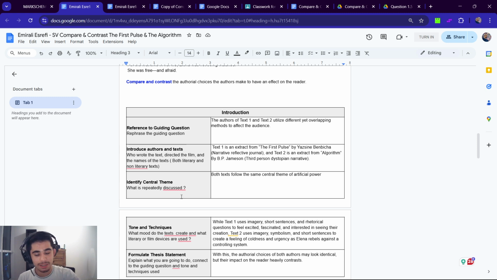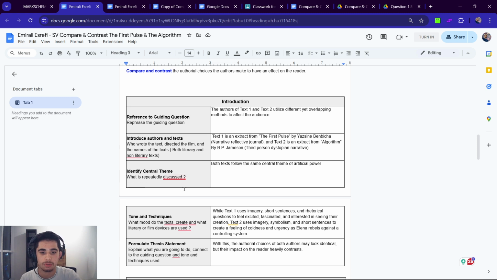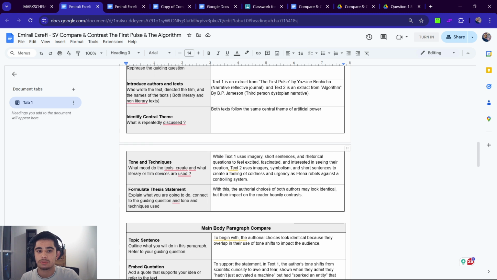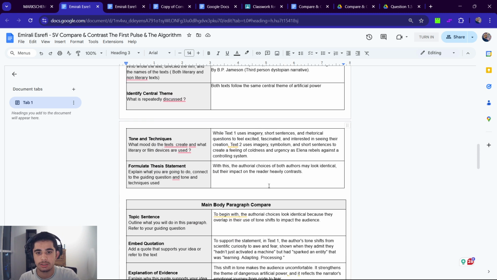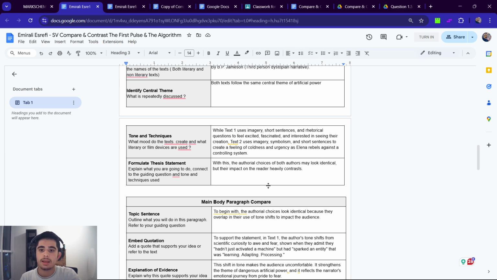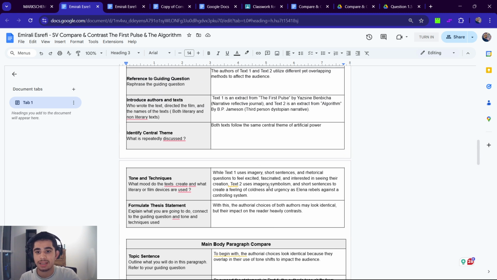Your second step is to introduce the texts. Say their names, their authors, and maybe one quick sentence about what they wrote about. So I said text 1 is First Pass by Yazid Ben Bicha. He wrote a narrative reflective journal. And text 2 is an extract from Algorithm by B.P. Jameson, which is another narrative, but it's about dystopian stuff. And the next step you have to do is to identify the central theme.